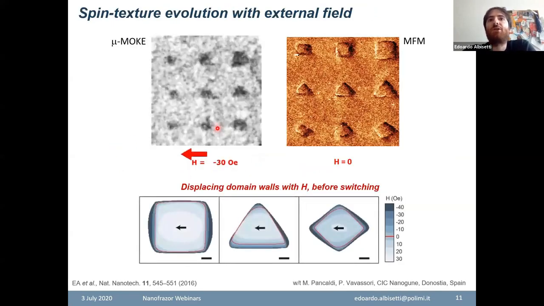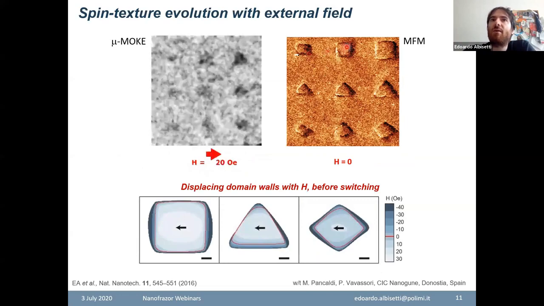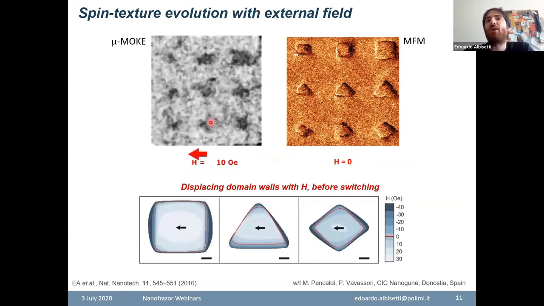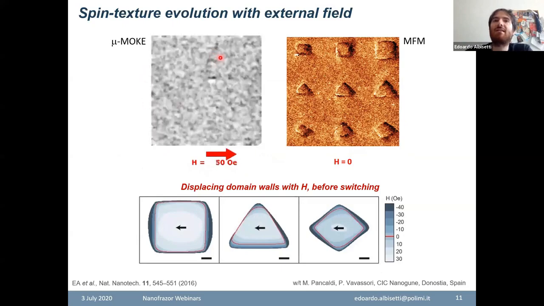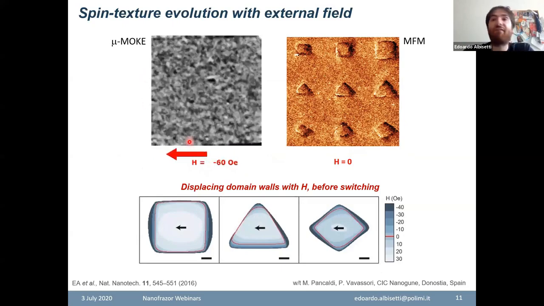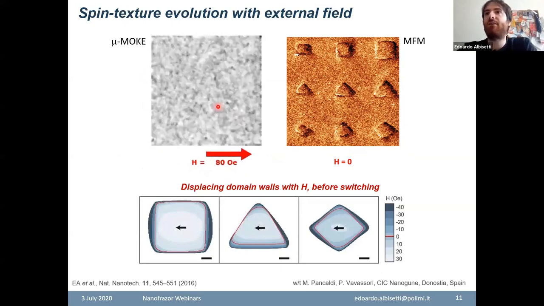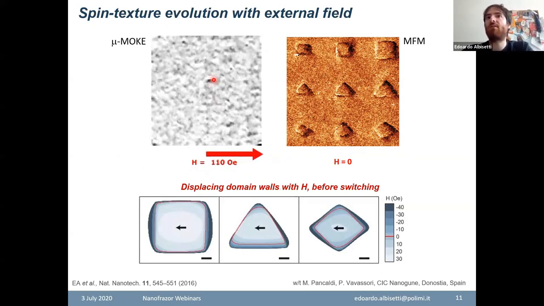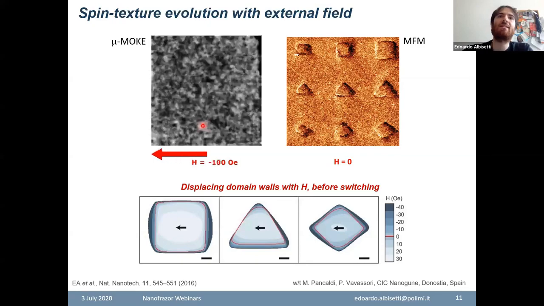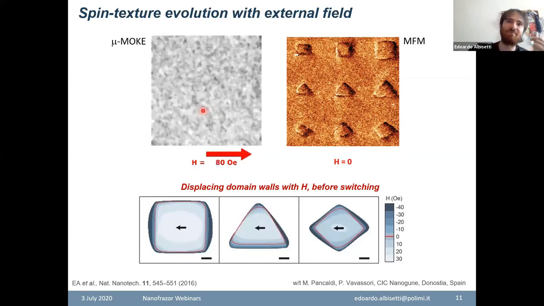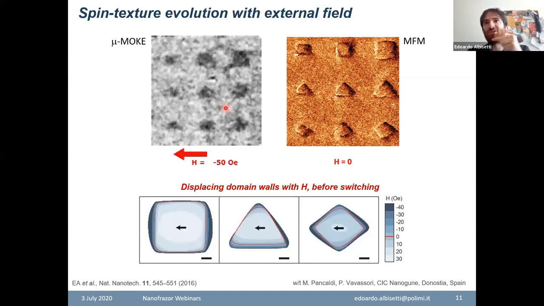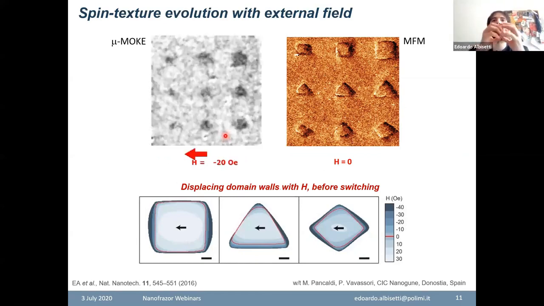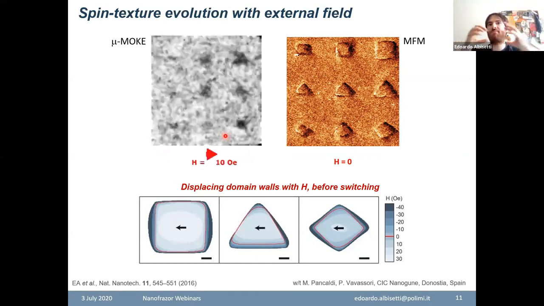This is what happens when you apply an external field, and you see what happens to the patterns as a function of the external field. This is a magnetic image that exploits an effect called the magneto-optical Kerr effect, that allows you to visualize the magnetization as black and white contrast. So when you see black, the magnetization points towards the left, and when you see white, it points towards the right. And you can see that by changing the magnetic field, you can actually modulate the shape of the domains.